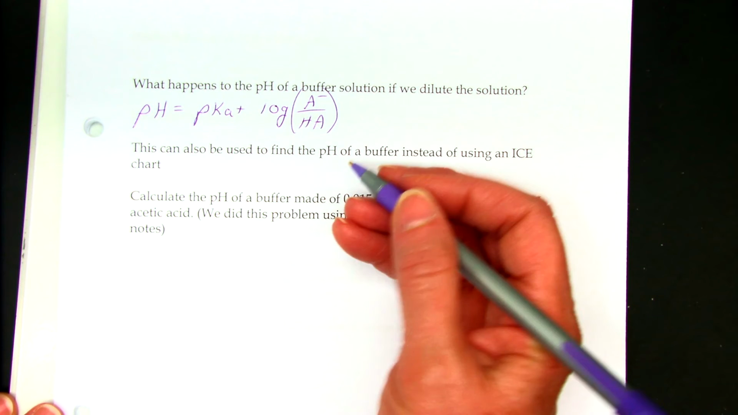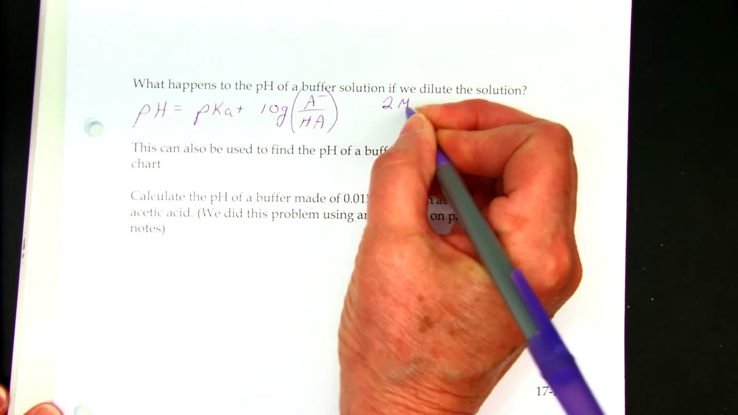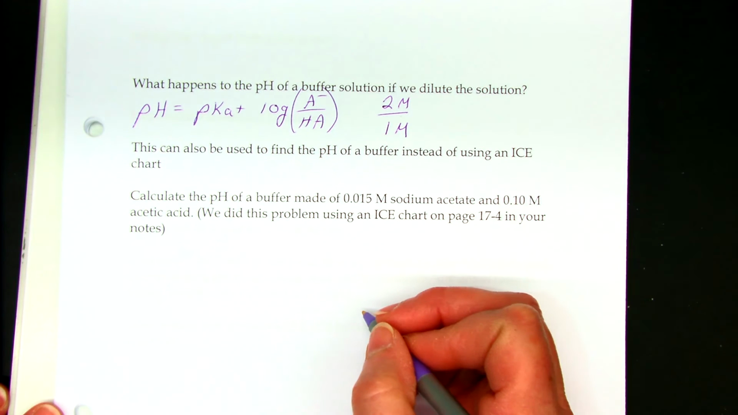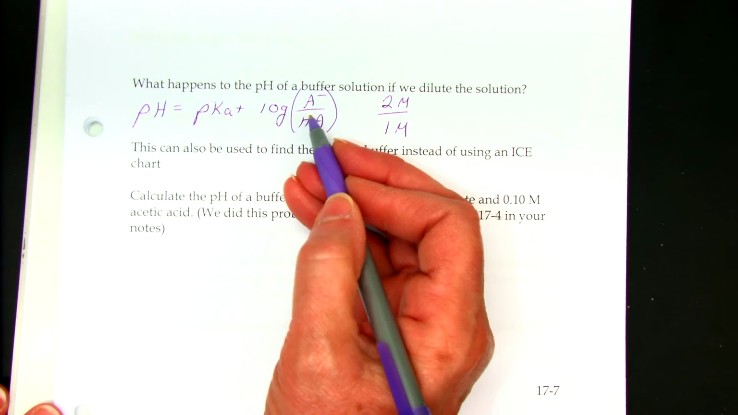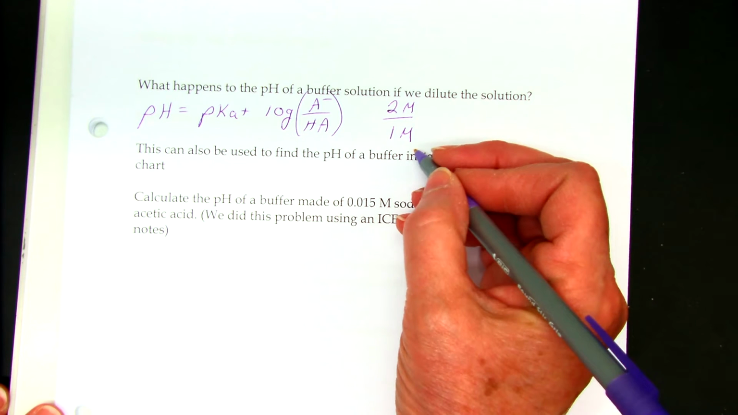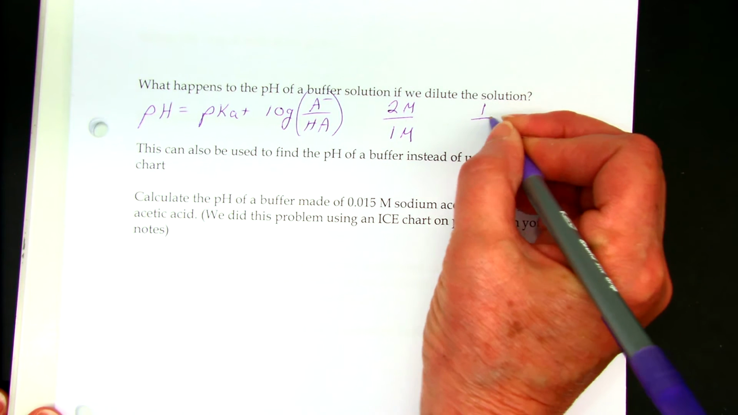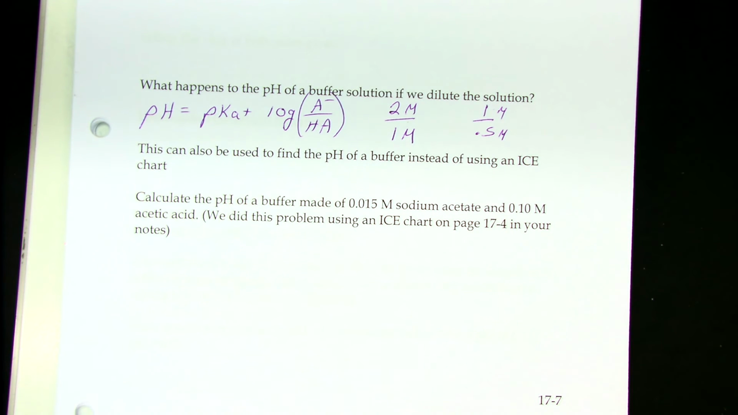Let's just say I had 2 molar to 1 molar. So the ratio is 2 to 1, so we would take the log of 2 and add that on. Now what if I diluted this and it now is 1 to 0.5? What's the ratio? 2 to 1. So it's log of 2, so it doesn't change.